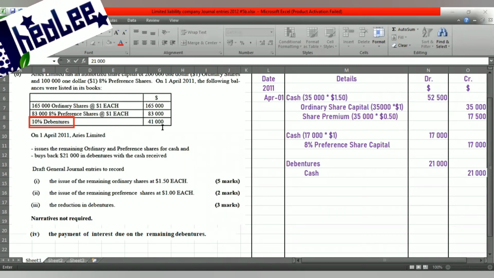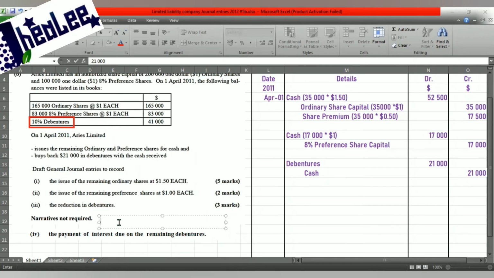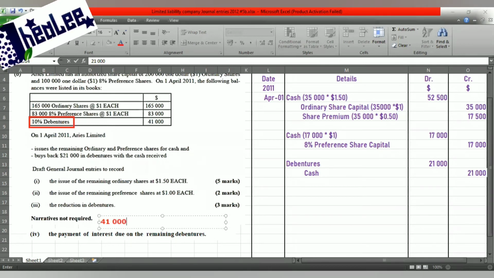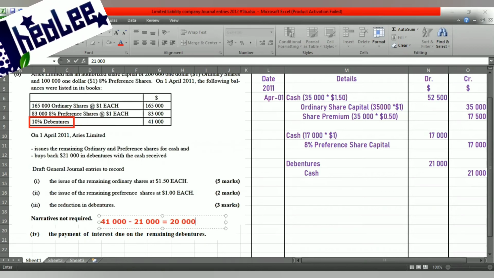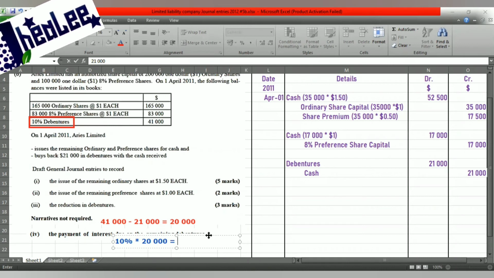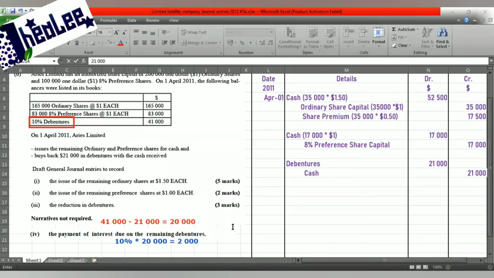If 41,000 was issued, we received $41,000 in debenture, and they have paid back 21,000, it means that what we're going to pay the interest on is 20,000. So 41,000 minus 21,000 gives us 20,000. 10% of 20,000 gives us $2,000. That is the interest to be paid on debenture.